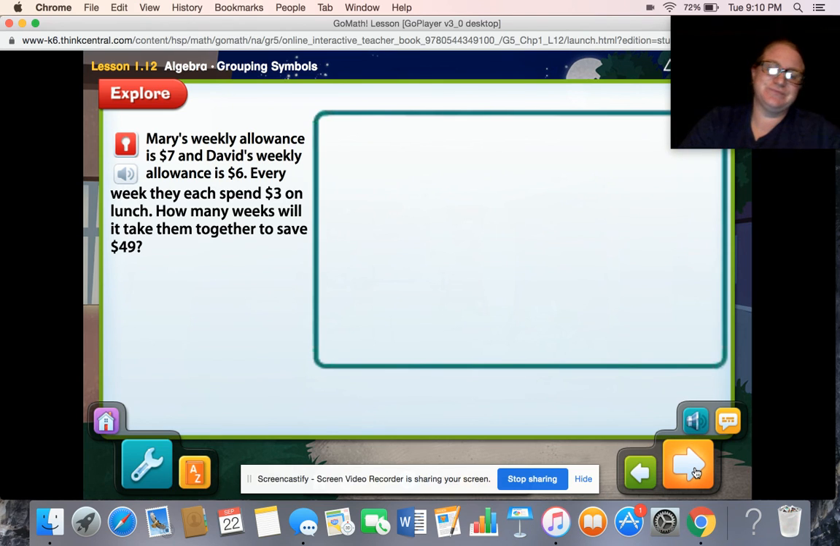Let's try this problem using parentheses and brackets. Mary's weekly allowance is $7 and David's weekly allowance is $6. Every week they each spend $3 on lunch. How many weeks will it take them together to save $49? You can use parentheses and brackets to group operations that go together. Operations in grouping symbols are performed first.